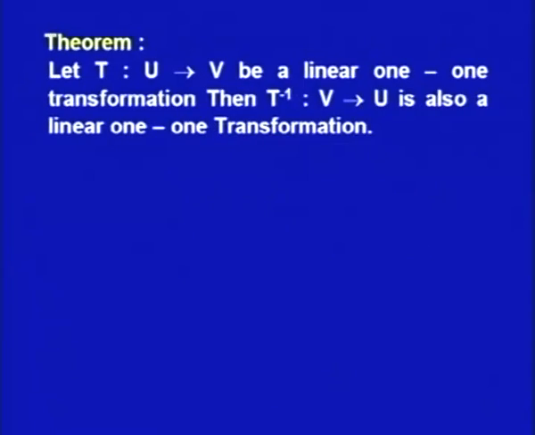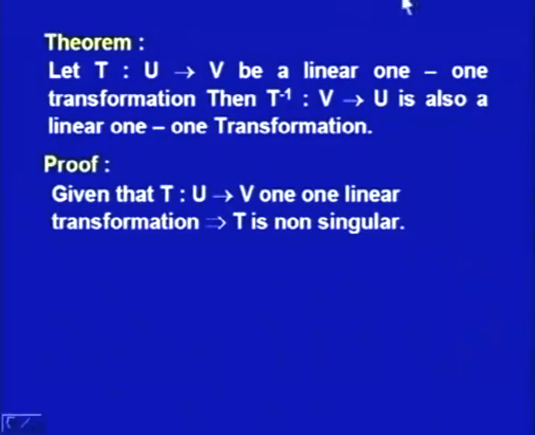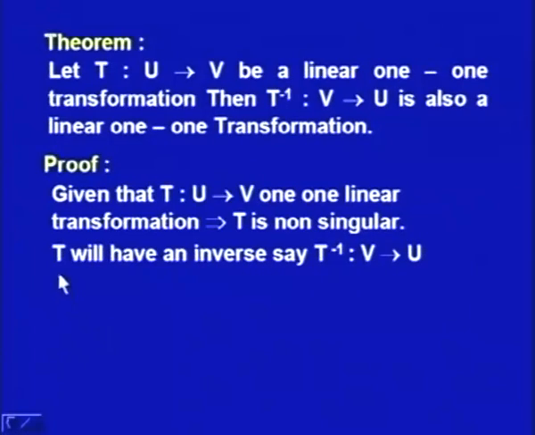Now, we will prove this theorem that if T is a linear transformation which is 1-1, then T inverse from V into U is also a linear 1-1 transformation. To prove this, we first take a linear transformation T from U to V, which is given to be a 1-1 linear transformation. We have earlier proved that such a linear 1-1 transformation will be non-singular. So, with this we further assume the existence of T inverse from V to U.